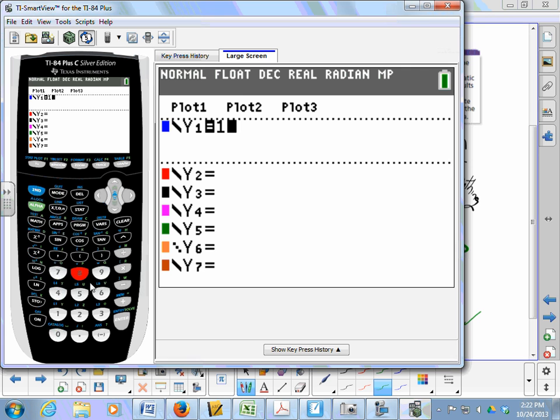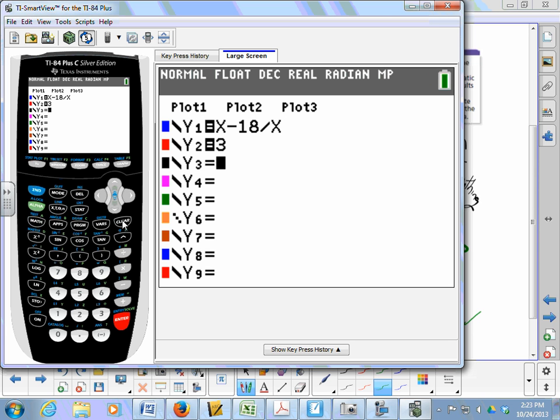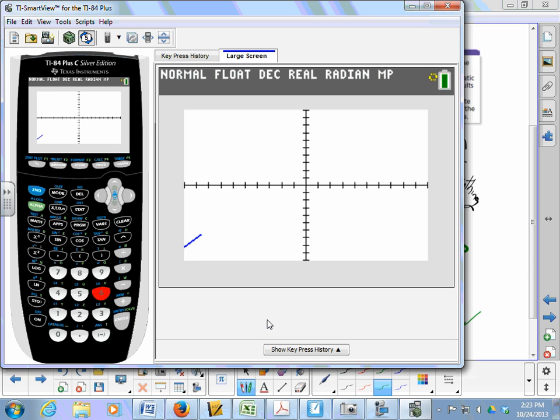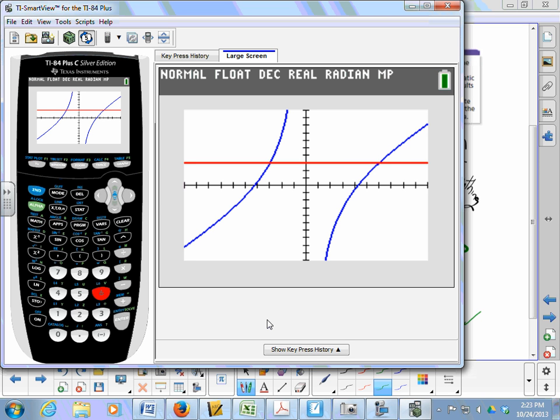All right, so, not 18. x minus 18 over x equals 3. So if I graph it, I can see that the line where y equals 3 crosses at 2 places, and so those 2 spots would be my answers. Okay.